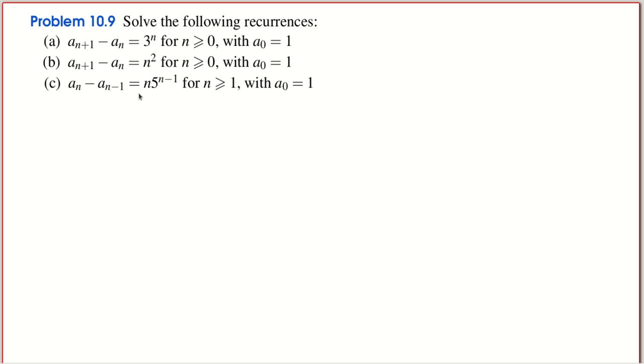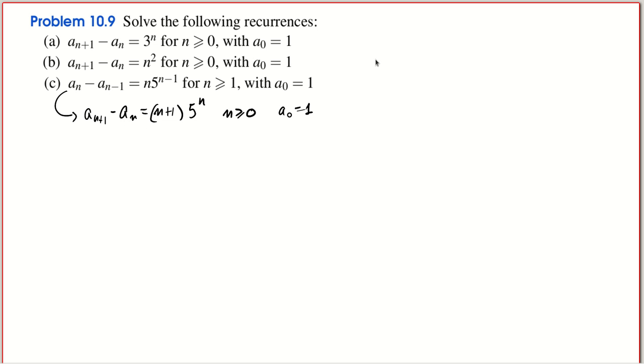Even this one that looks different can be written like this. You can shift the index by one unit, and then you have 5 times 5 to the power n, where n is larger than or equal to 0 according to this, and of course a0 doesn't change. This is a0 equal to 1, and this way you can see that it's got exactly the same form as the previous one.